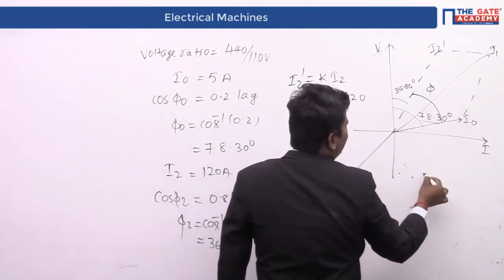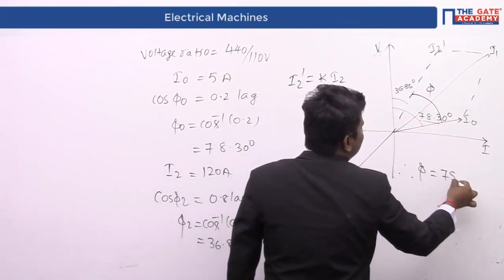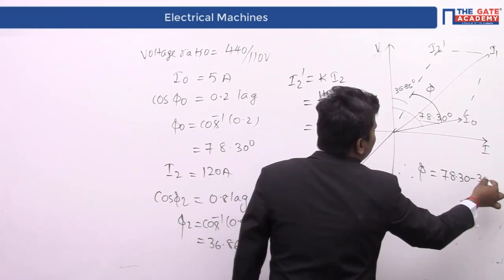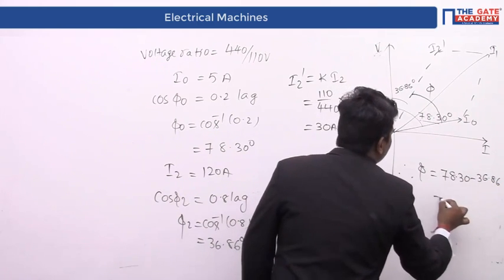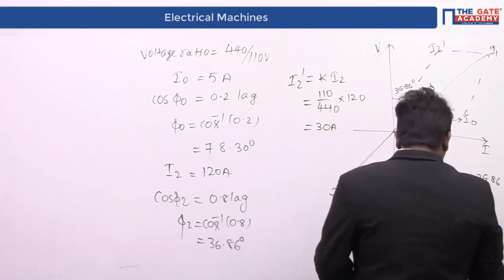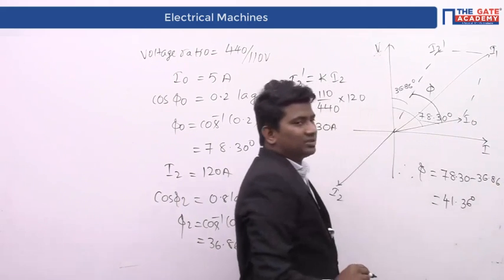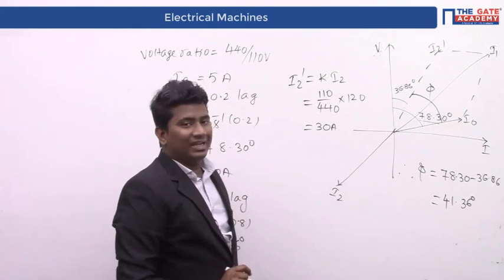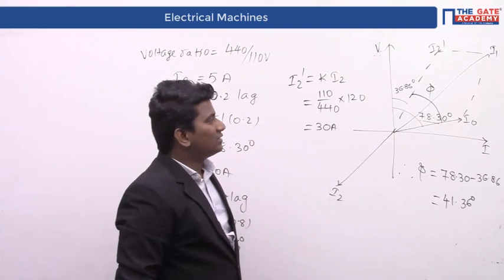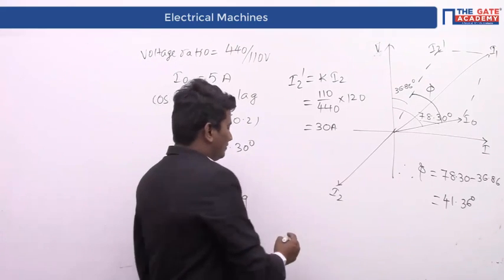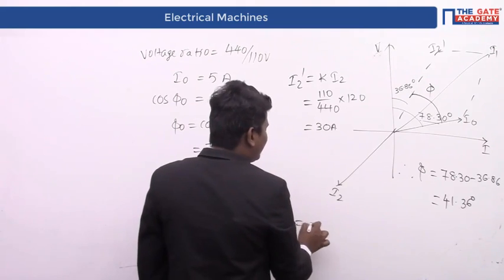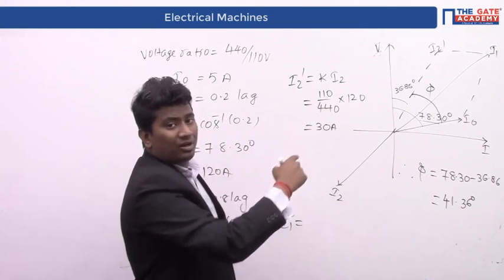Therefore this power factor angle phi is equal to 78.30 minus 36.86. Therefore the resultant angle is 41.36 degrees. Resultant angle is 41.36 degrees. Then how to find out that I1? That is a parallelogram. It looks like a parallelogram or not?